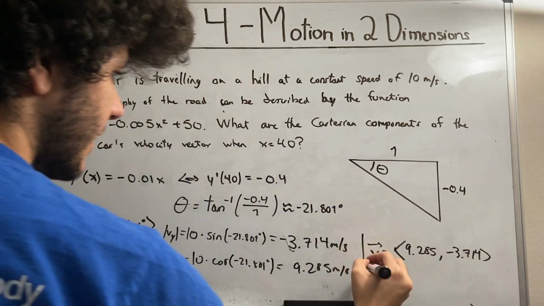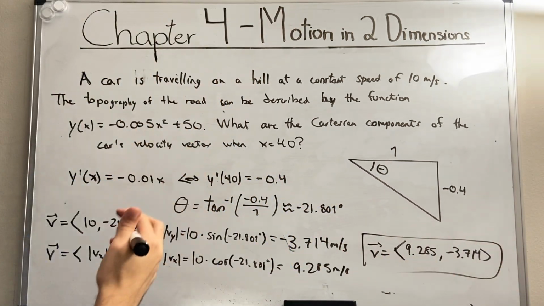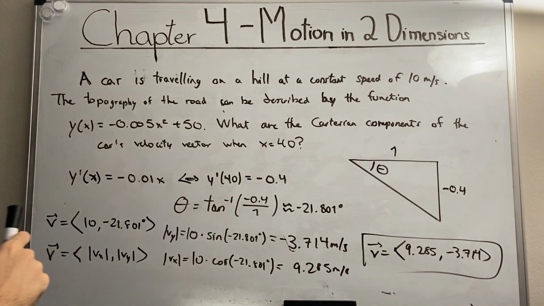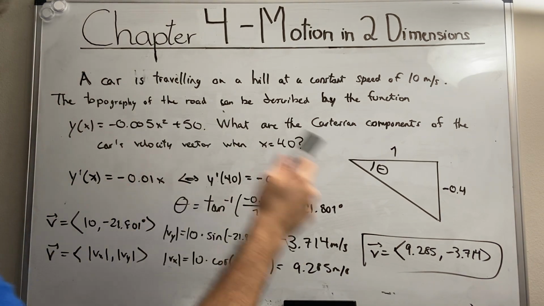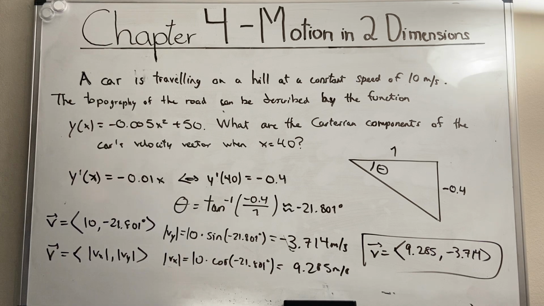And there you go. That's the answer to the question. The question was asking for the Cartesian components of the car's velocity vector when x is equal to 40, which is this. And that's it. We have the answer to our question.